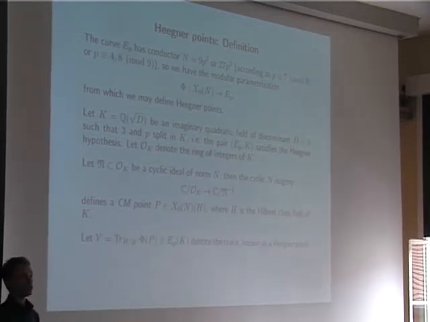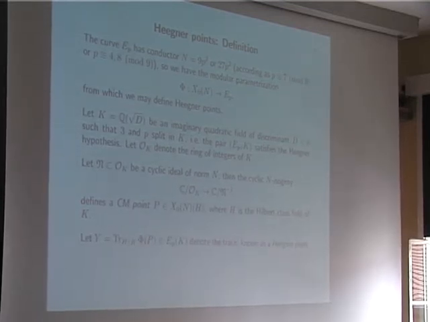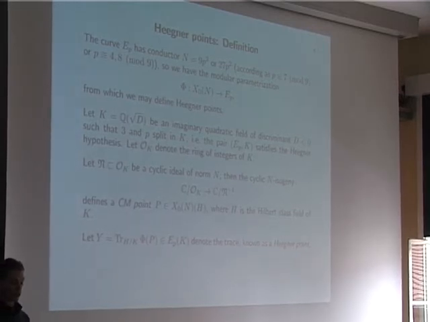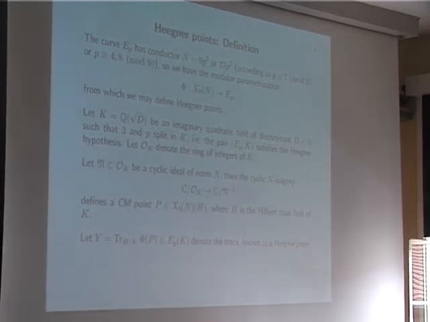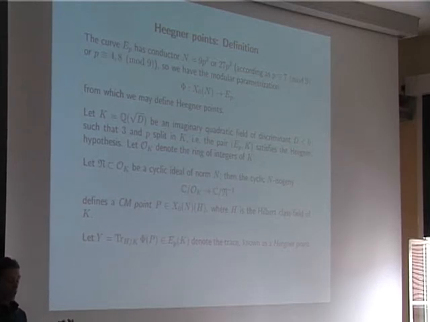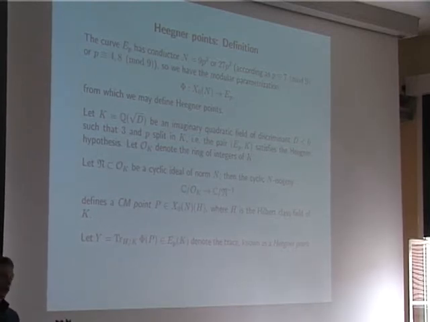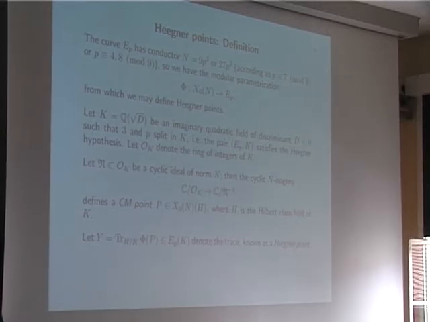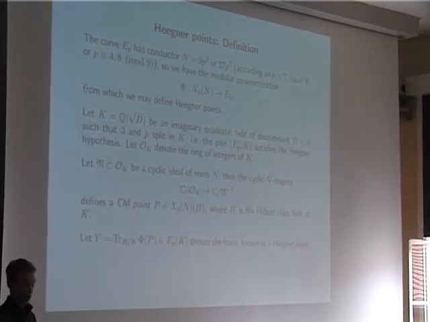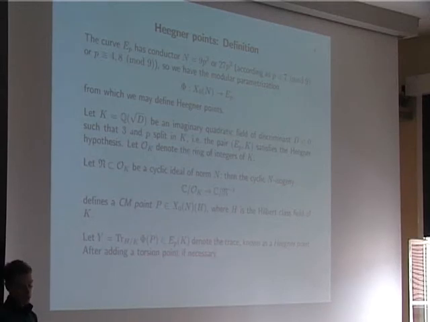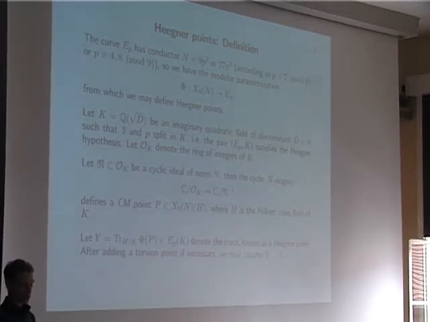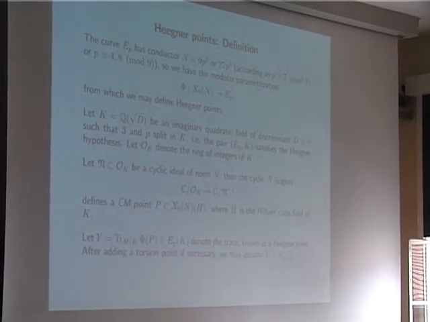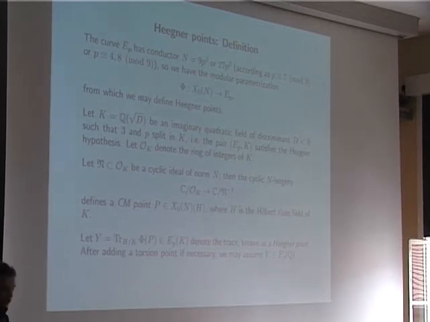So the next thing we do: we have this point on X_0(N) over H. The first thing we do is use our modular parameterization to map it over to E_p, and that gives us a point on E_p(H). Then we take the trace of that point from H down to K, and that gives us a point on E_p(K), and that's known as a Heegner point. In this particular case, we can add a torsion point if necessary and assume that this point y is in E_p(Q).